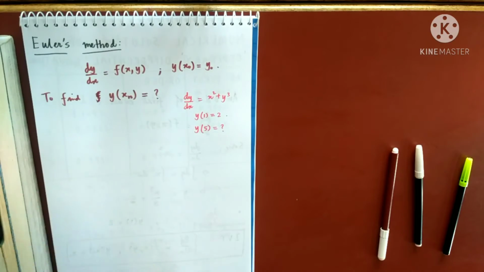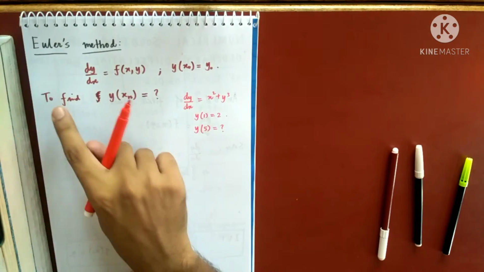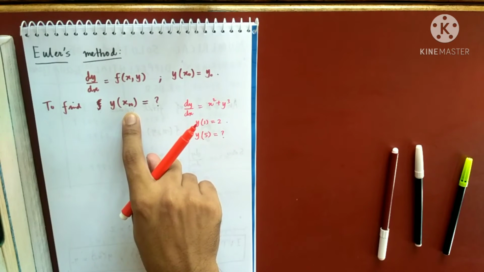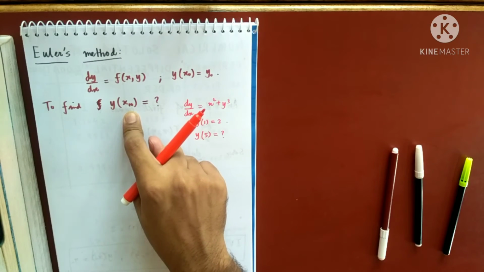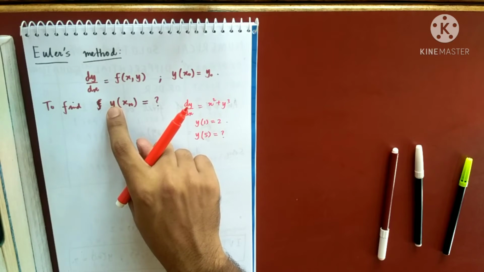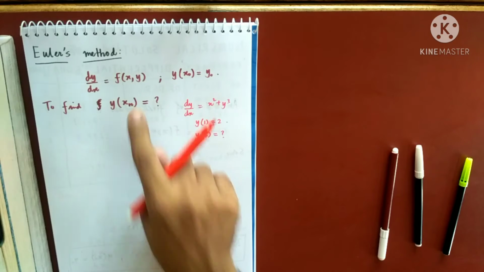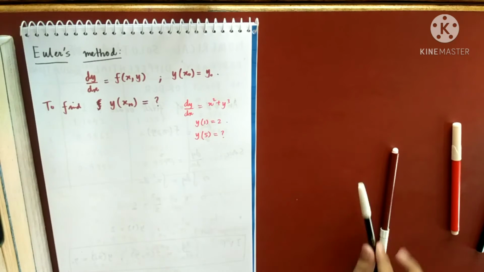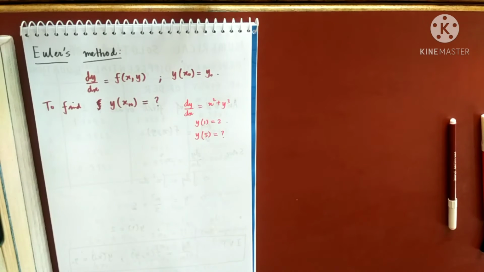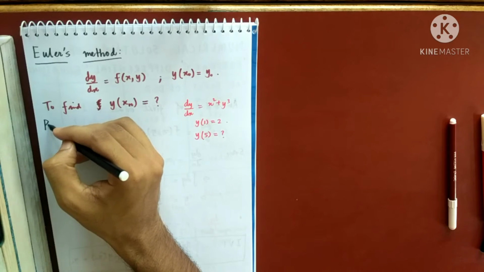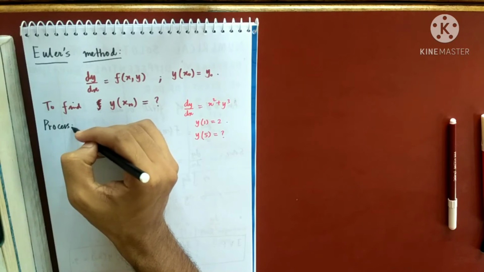This is my differential equation. I want to find y at some point. Suppose I am calling that point xn. So I want to find the value of the solution y at the point xn. So what technique did Euler use was this. Okay. So what is the process? What is the process used by Euler?